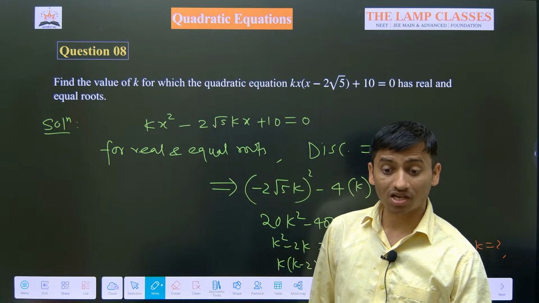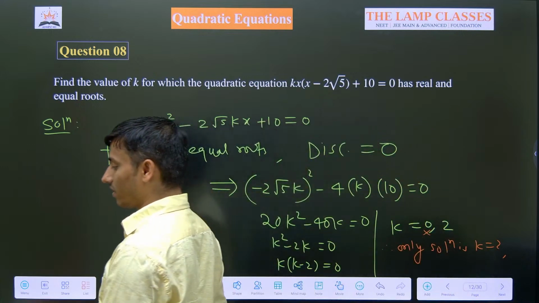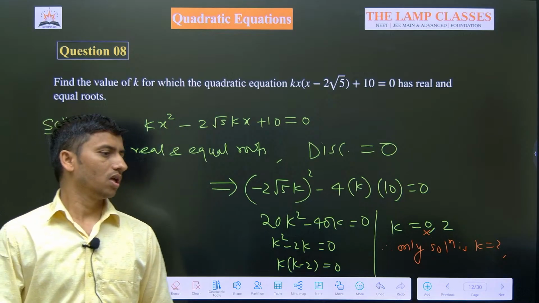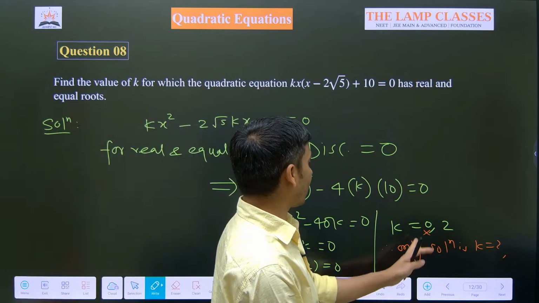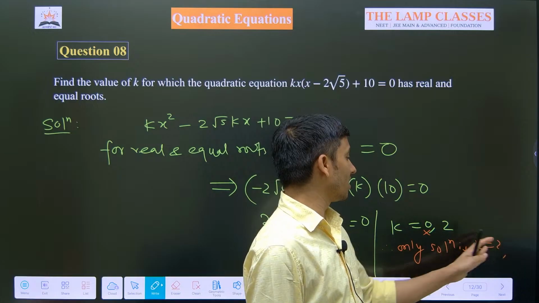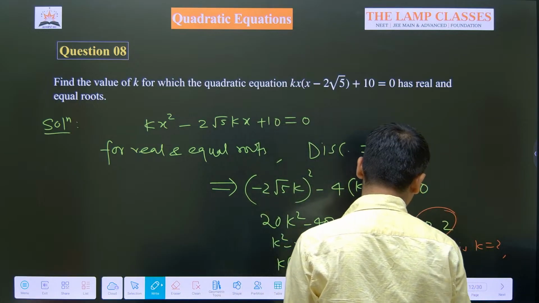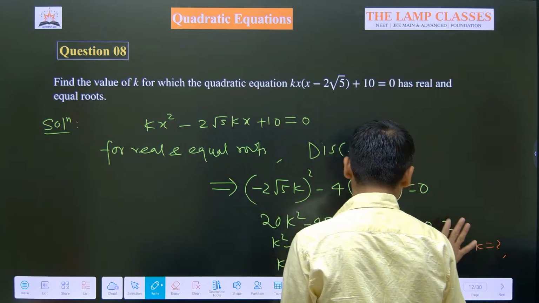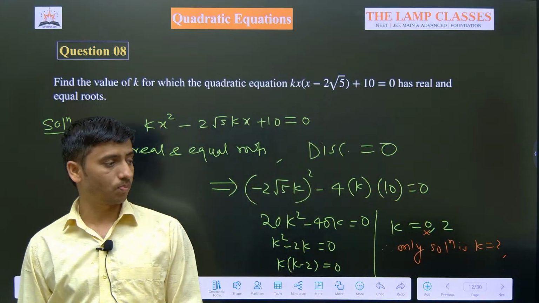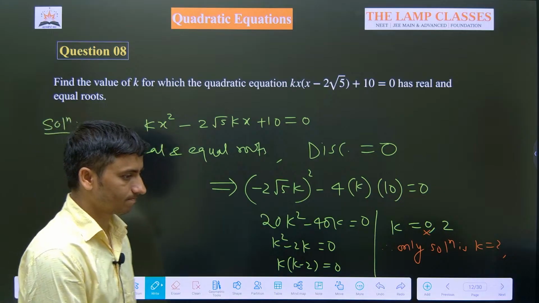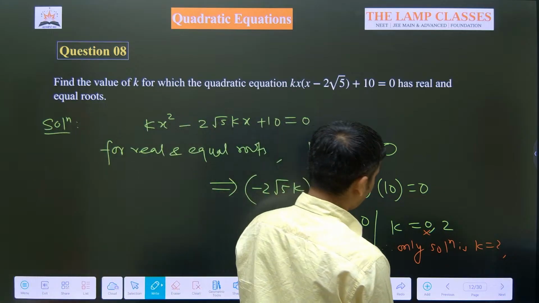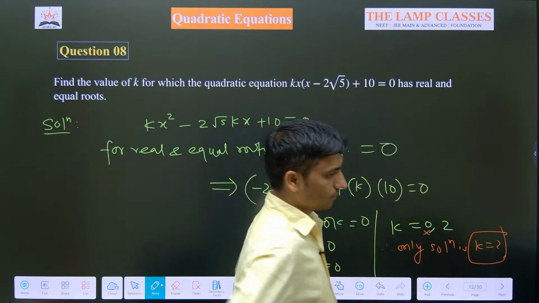Is that all right? Sometimes it depends, guys, on what they have thought before making the question. If they wanted you to answer the question correctly, k is equal to 2 only, they might deduct the mark. Many times, even if you give k equal to 0 and 2, they might accept the answer, but it depends on what their point was for making the question. So the only solution is k is equal to 2.